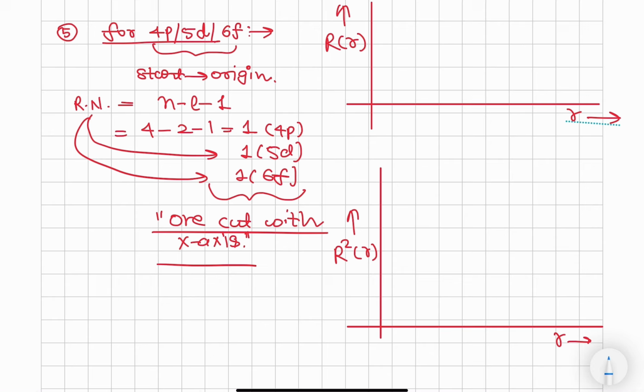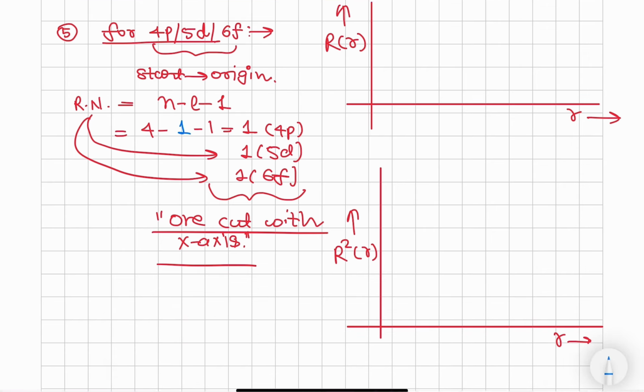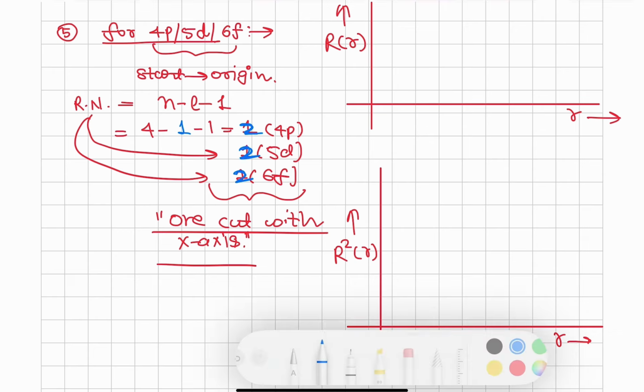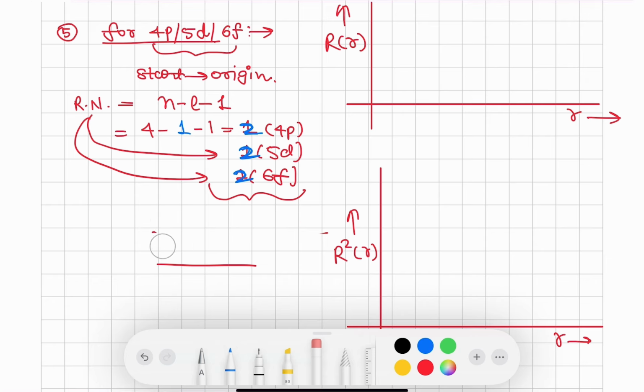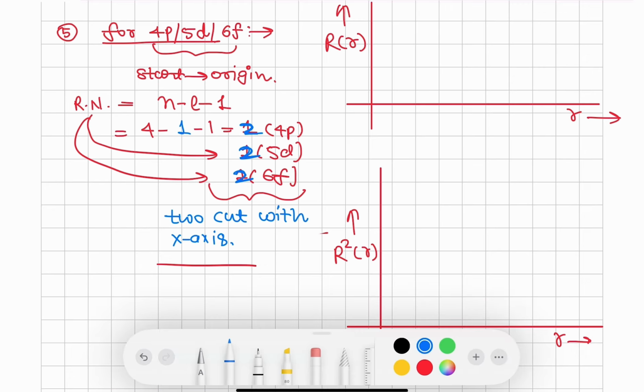The graph will start from origin. Oh, this is a slight mistake. This is the value of 1. That means 2 and 2. So we can say 2 cut with x-axis. 2 cut with x-axis. 2 cut with x-axis.